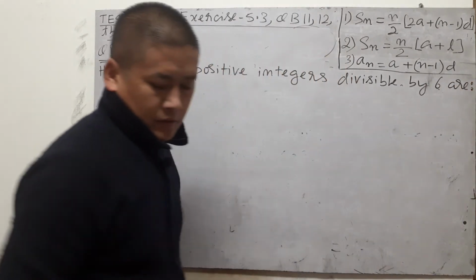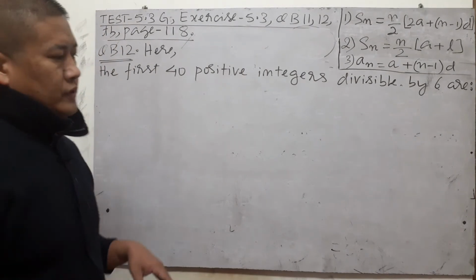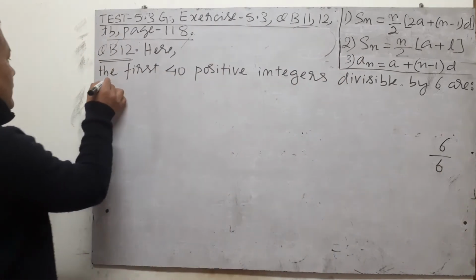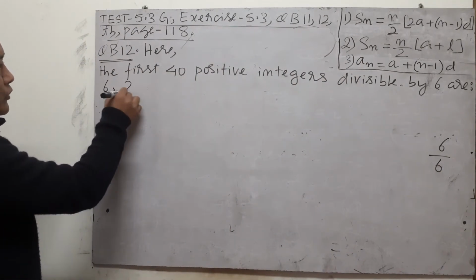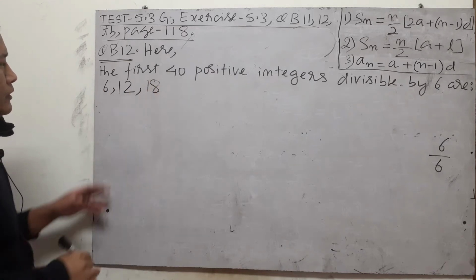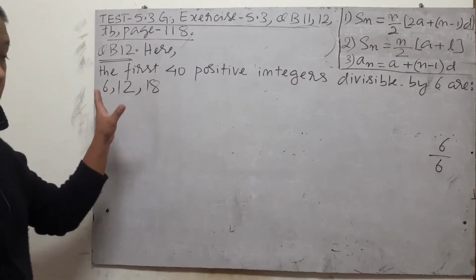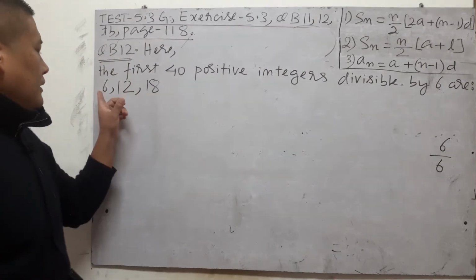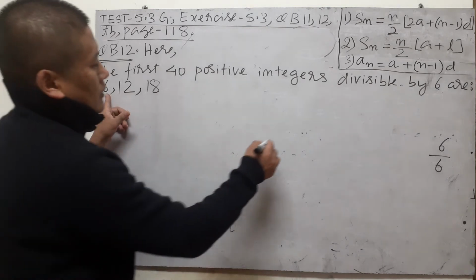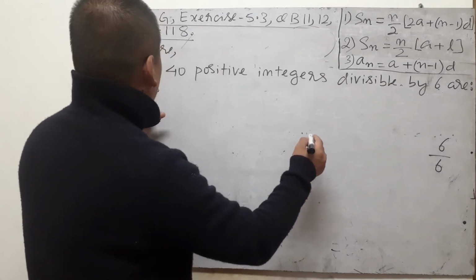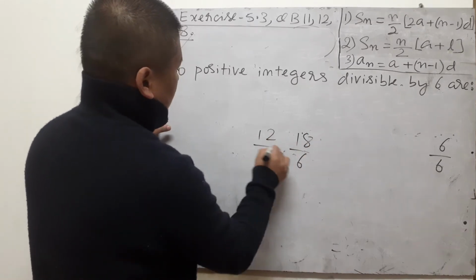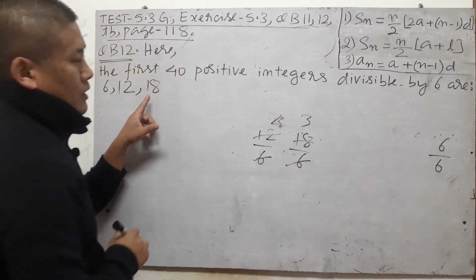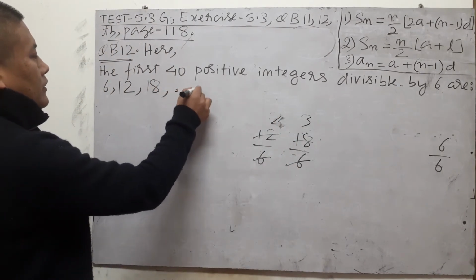Now, the first positive integer divisible by 6 is 6. So 6 ones are 6, comma, 6 twos are 12, 6 threes are 18. The next one, minus 6, is also divisible by 6, but it's a negative integer. The first positive integer divisible by 6 is 6 itself. Then next is 6 twos are 12, 6 threes are 18. So the next one, comma, like that it goes.